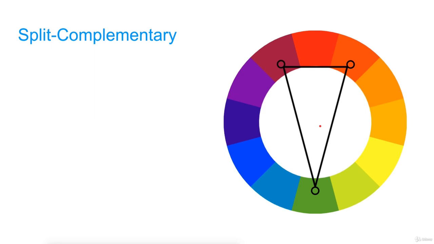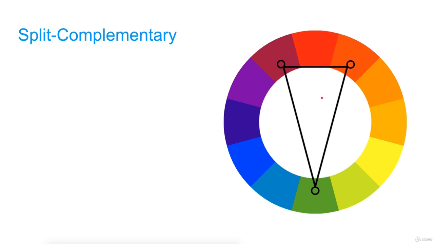Next up is the split complementary color scheme. For this, we have a green color selected, and then we go straight across from it on the color wheel to the red, and then we split that for our selection, giving us a triangle. So we go over to the left and grab this purple red, and we go to the right of that red and grab the orange red.